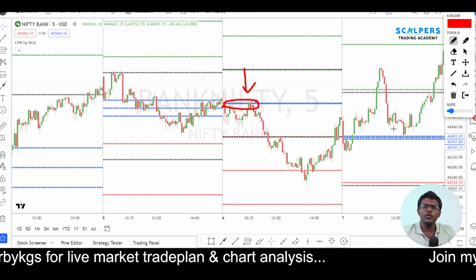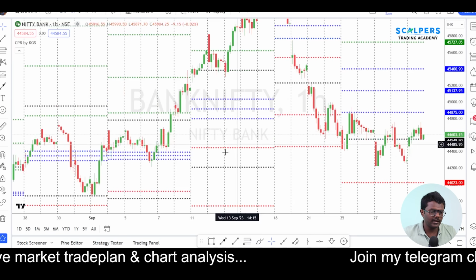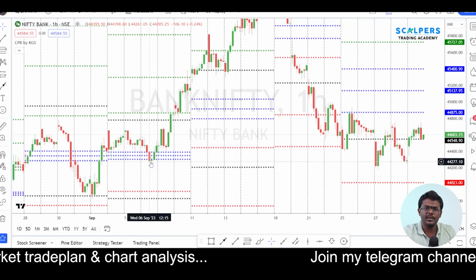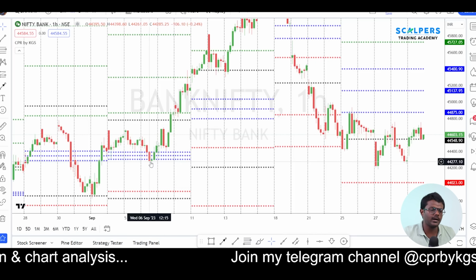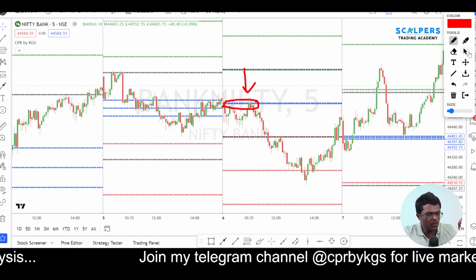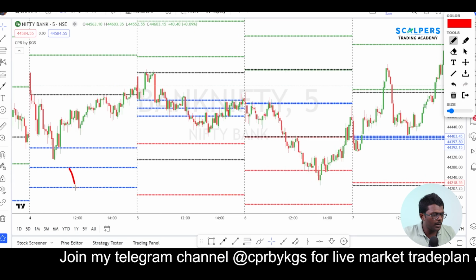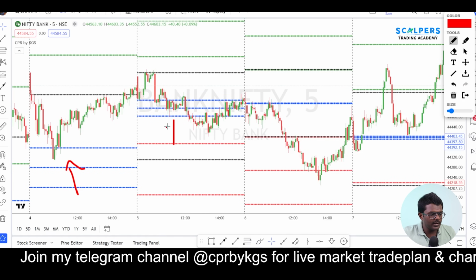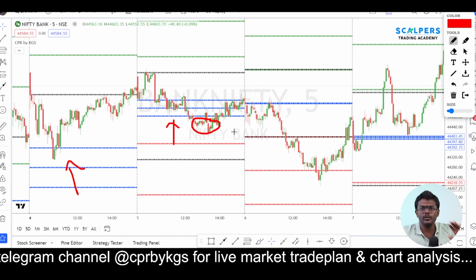So I can go for a short scalping. Now please understand the candles are above weekly CPR, so I have to avoid taking short positions for intraday. And on 4th and 5th of September, I avoided taking short positions because the candles were trading above daily CPR. Now here the candles are trading below daily CPR for quite some time. That is not at all an issue.